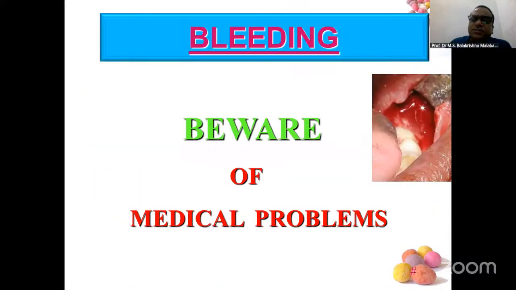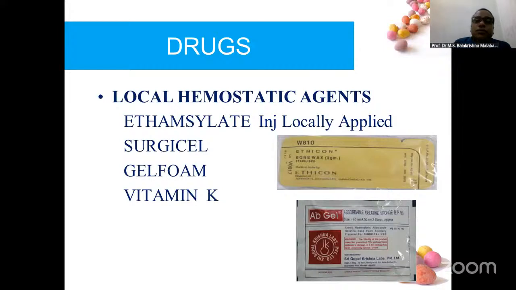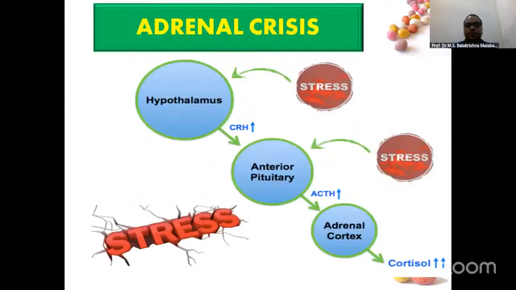Next condition, if the patient is having a severe bleeding problem. If the bleeding is too much, then you have to give local hemostatic agents. So ethamsylate injections can be given. Surgicel, gelfoam, vitamin K supplements, if the clotting factors are not proper, all the supplements can also be given to them. Next condition, adrenal crisis.